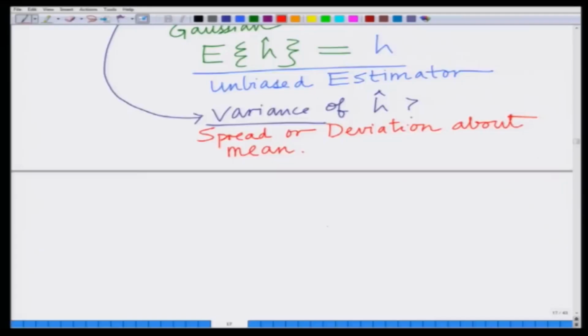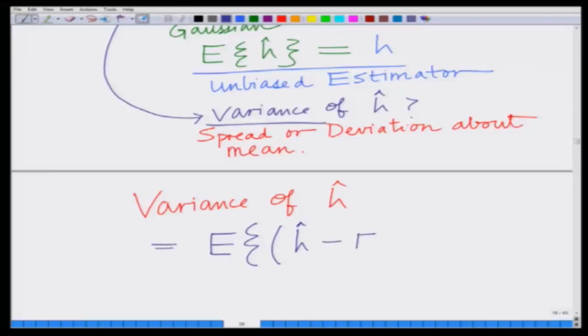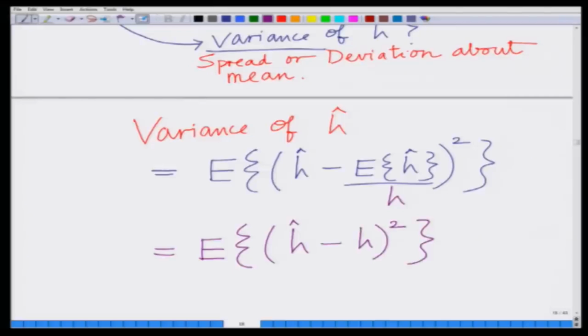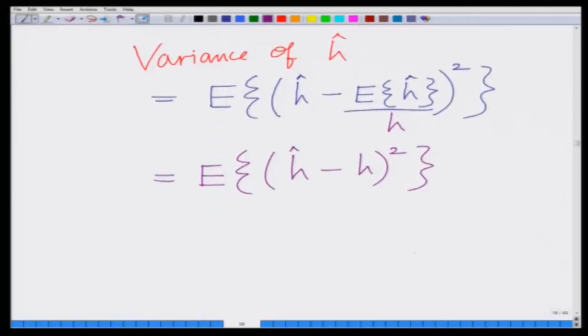So, what is the variance? The variance of h hat, if you might remember, for any random variable h hat, is the expected value of the squared deviation about the mean, that is, the expected value of h hat minus expected value of h hat, whole square. But we know that this expected value of h hat is equal to h, the true parameter itself. So, this is simple. This is nothing but the expected value of h hat minus h whole square.